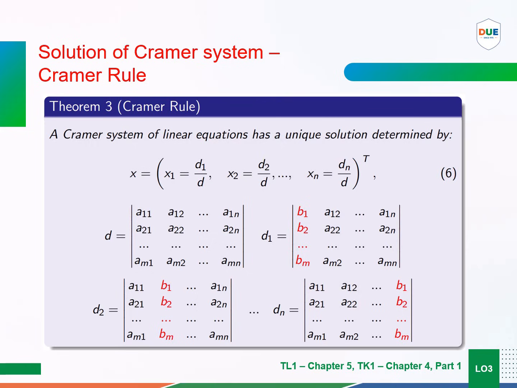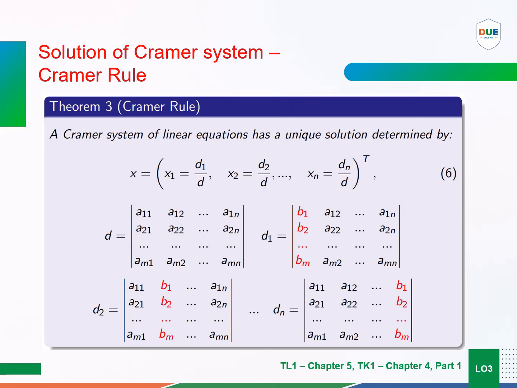For a Cramer system, where the coefficient matrix is square and its determinant is non-zero, we can use Cramer's rule. First, calculate D, the determinant of the coefficient matrix A. To calculate D1, replace the first column of A with the right-hand side vector B and calculate the determinant. Similarly, D2 is obtained by replacing the second column with B, and we continue in the same way up to Dn. The solution is then obtained from x1 equals D1 divided by D, x2 equals D2 divided by D, and so on, up to xn equals Dn divided by D.